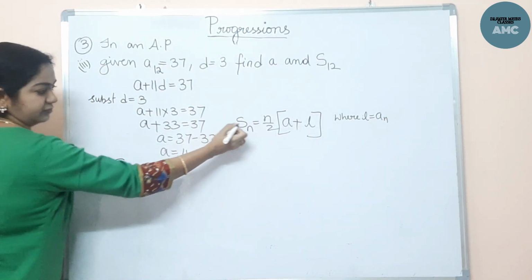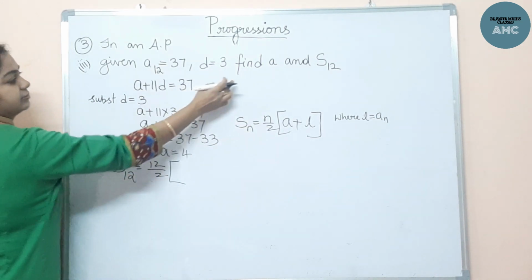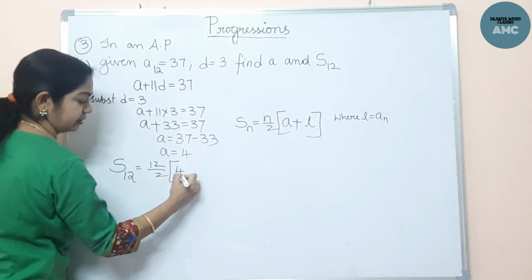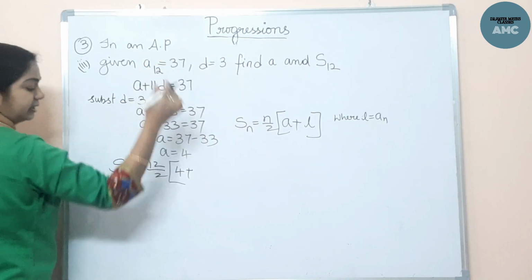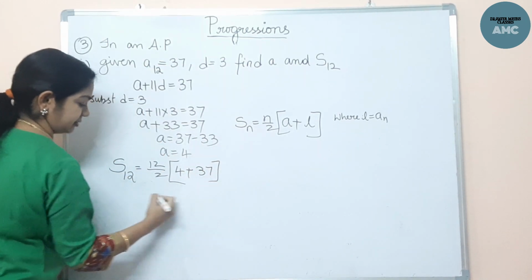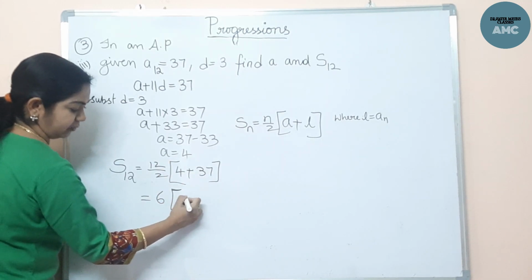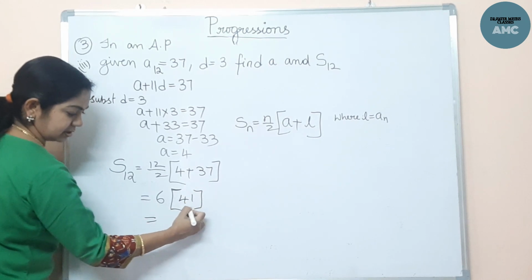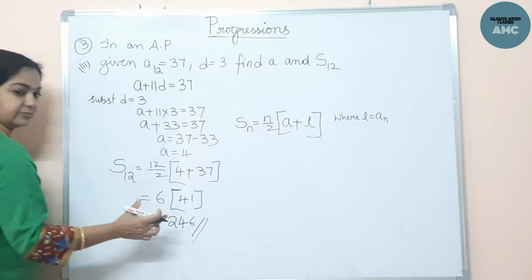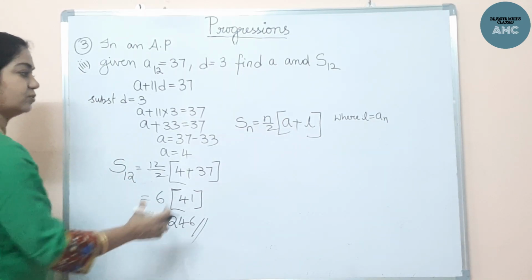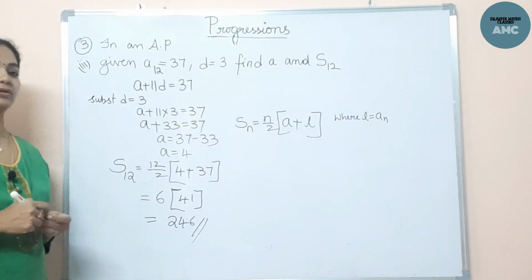Now S12, so n is 12, S12 is 12 by 2, A is the first term. Now we have found out the first term, 4. Now the last term is the nth term. The nth term here is 37, right? Now 2 ones are 2, 6, okay, this is 41. So 41 into 6 comes to 246. So this is the sum of 12 terms. You can as well use the other formula also, but since the nth term is there, I have used this formula. Now quickly pause the video and note it down.